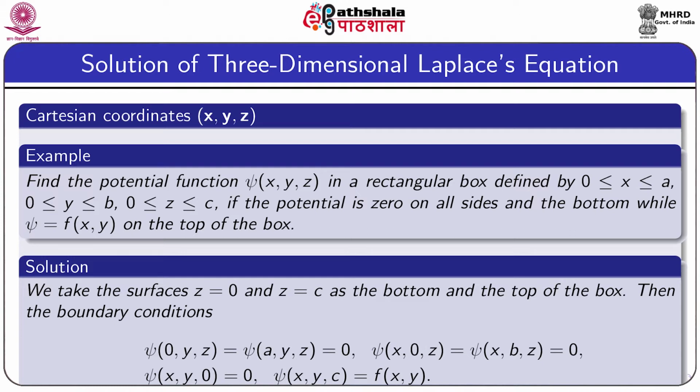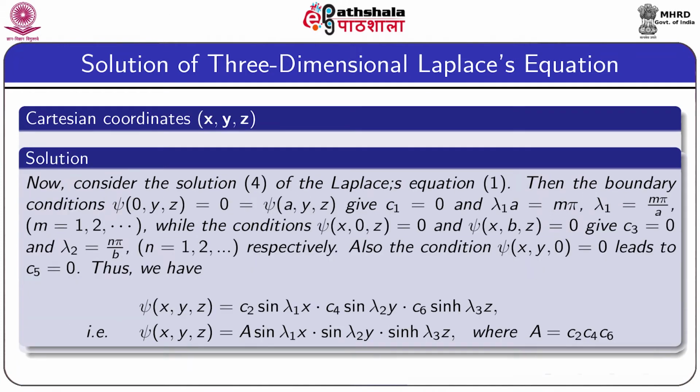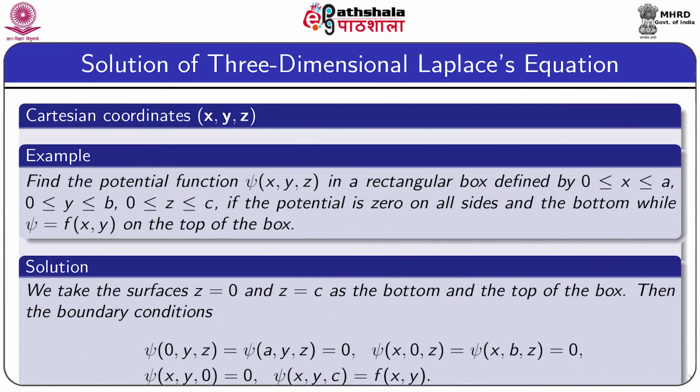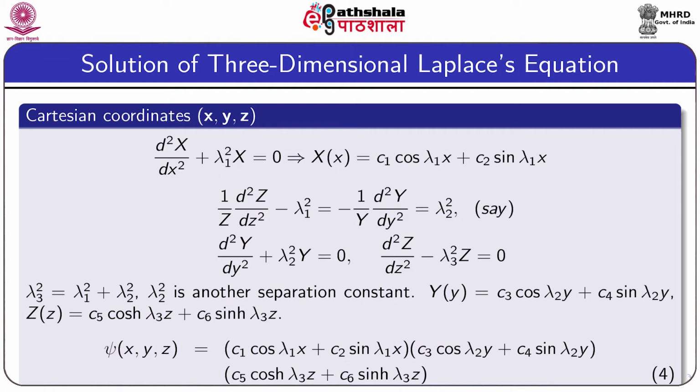Now, we are going to solve this problem together with the supplied boundary conditions. We have already derived the solution of Laplace equation in Cartesian form, which is written in equation number 4. Now, if we apply the boundary condition psi at x equals 0 and psi at x equals a equals 0, the equation number 4 reduces to C1. So, here we put x equals 0, and it becomes C1. So, psi at x equals 0 implies C1 equals 0, and the other condition psi at x equals a equals 0 gives that C2 sin lambda 1 a equals 0.